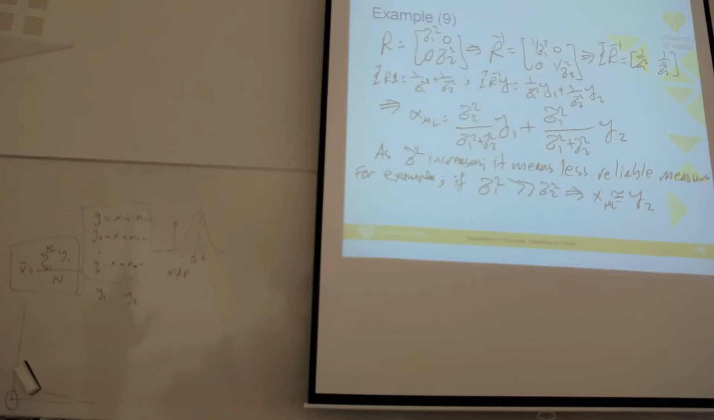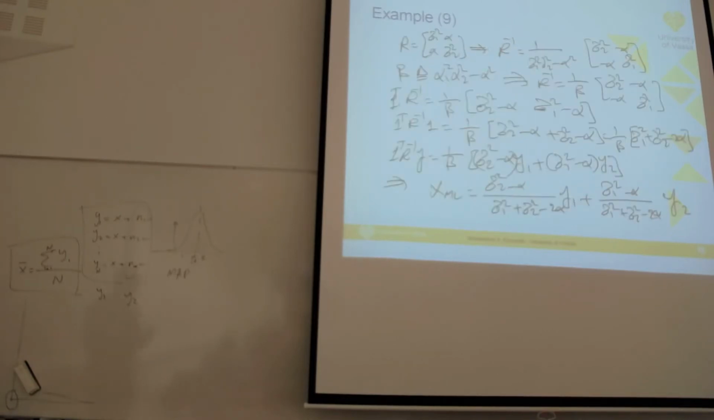Okay, and finally, if we have correlated measurements, then also it will be a weighted summation of two measurements, but now the weights depend also on the covariance between both measurements. So this is the optimal likelihood estimator. This maximum likelihood is not always optimal. It is optimal only if we have identical independent noise measurements. Otherwise, it becomes a suboptimal solution.